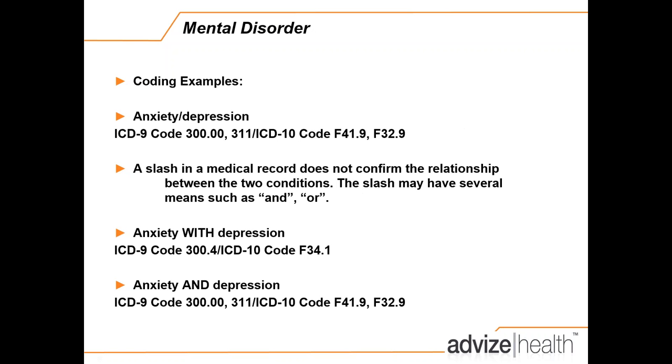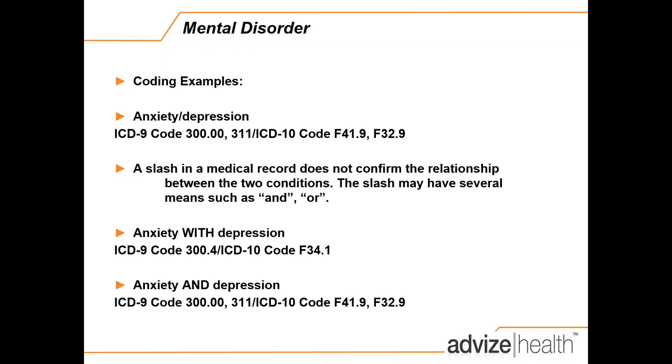And for this particular example, a slash in a medical record does not confirm the relationship between the two conditions. So the slash may have several meanings, such as and or, okay? So I know that when I first mentioned the first example, you're thinking, well, I thought you said that we could combine them. Well, if it has a slash, it doesn't really combine the two. So just remember that the slash doesn't really combine the two. It's not confirmation that it's one.